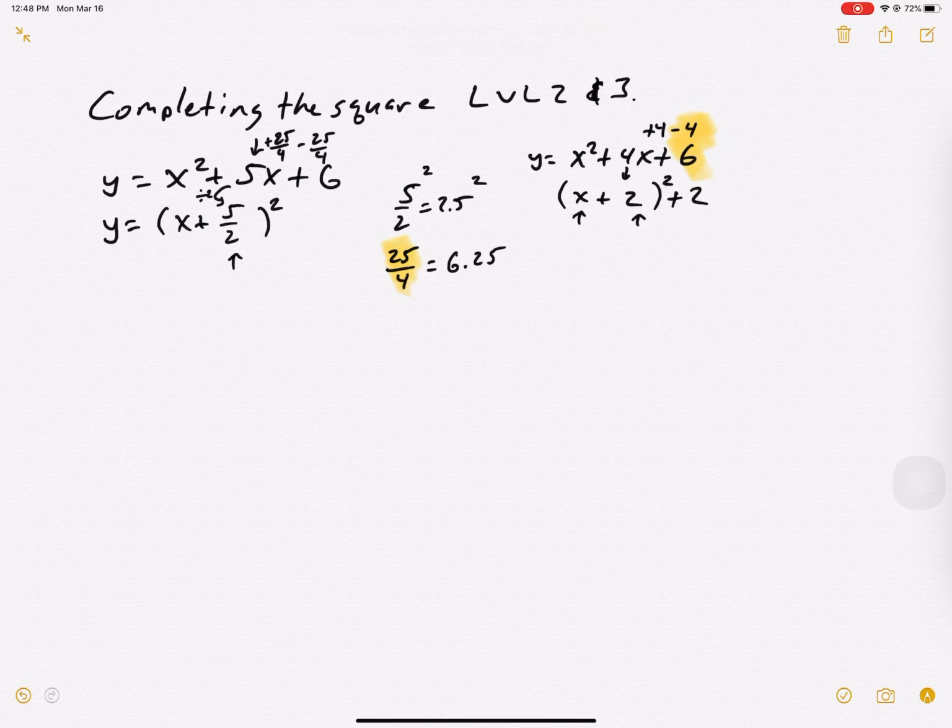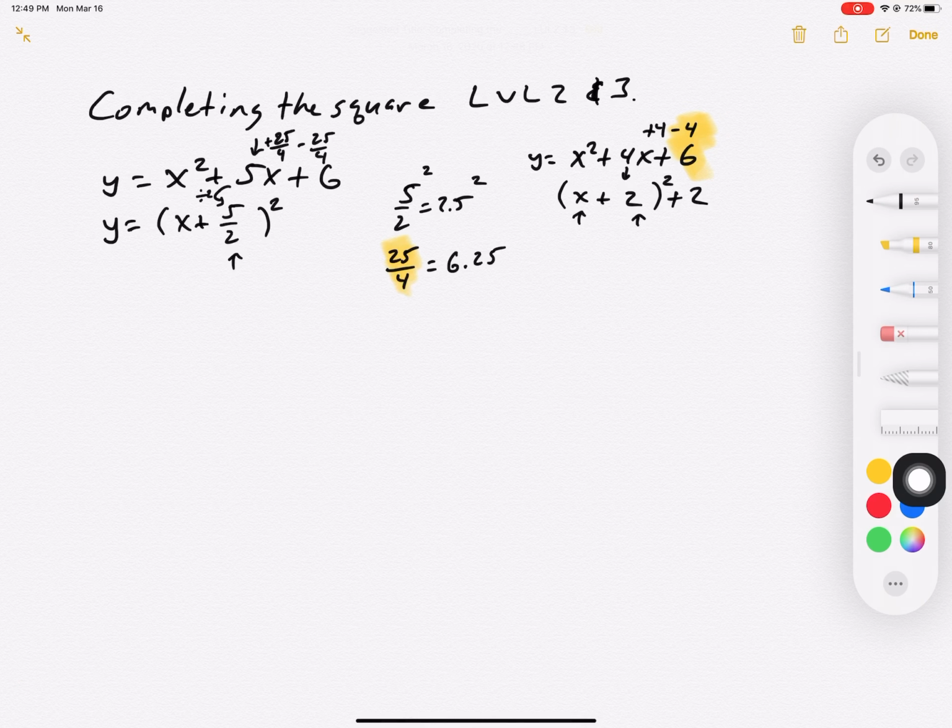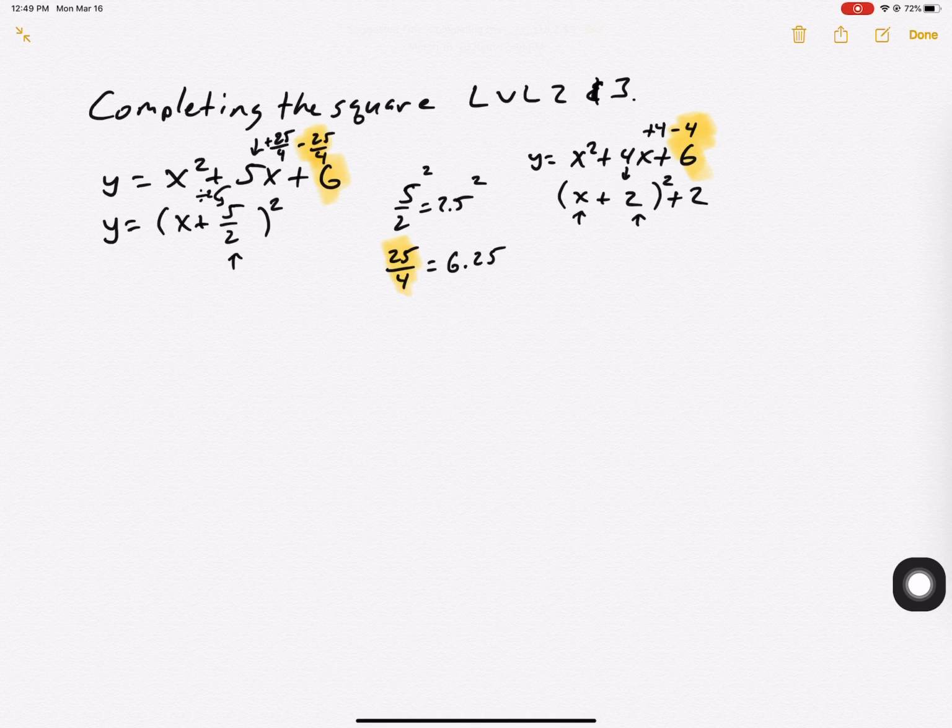Now if you do this a couple of times, it might at first seem a little daunting, might be a little hard, but you do this 2-3 times and the rhythm comes out. And we have to somehow combine our value 6 here with the 25 over 4. And we're going to do that by changing our 6 to a fraction.